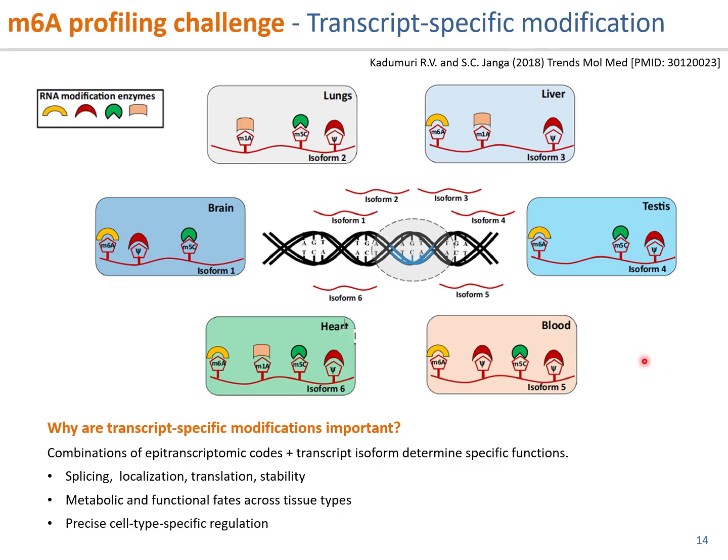The other challenge of M6A epitranscriptomic profiling is transcript-specific modification. A gene can produce several alternative spliced transcript isoforms with different configurations of modifications and different, sometimes opposing biological functions. Such a combinatorial epitranscriptomic mark can dictate its splicing, stability, localization, and translation status, thereby providing a precise cell-type specific context for regulation.